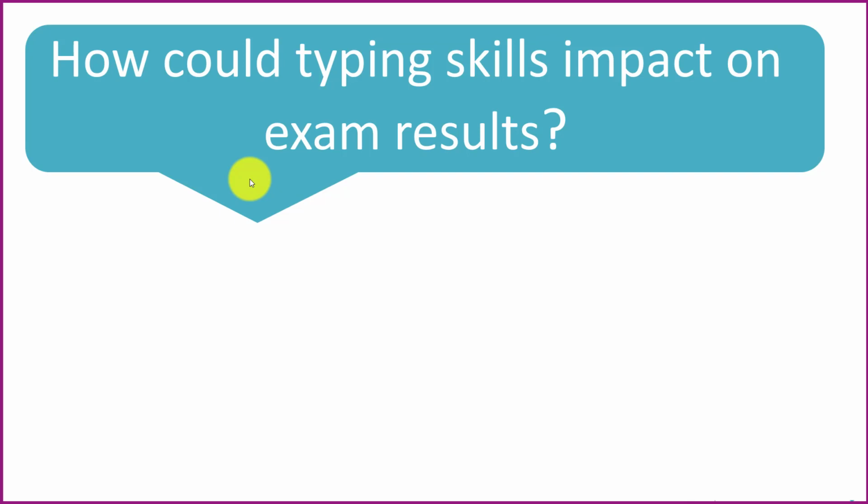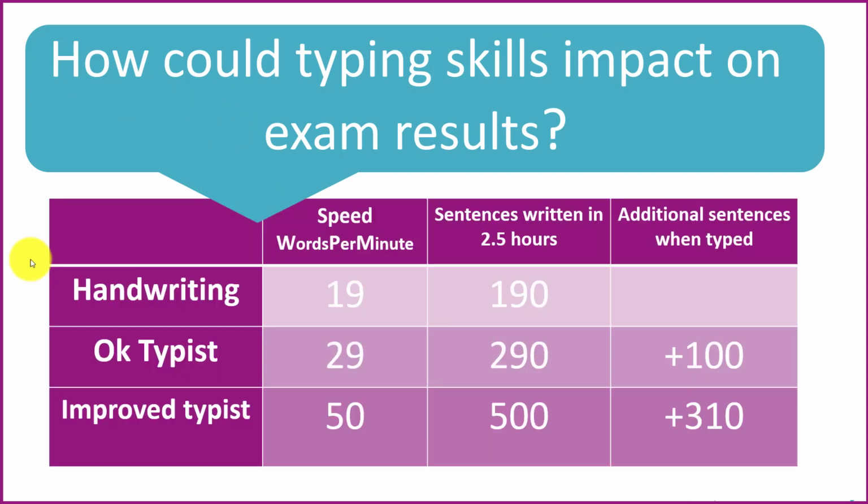And to answer the question, how could typing impact on exam results? So you're typing if you're a laptop user in exams. Well, I've got this very quick demonstration that if a student writes at 19 words per minute, which would be a typical handwriting speed for a 16-year-old, if they wrote solidly for 2.5 hours, they would write approximately 190 sentences. But if they can just type 29 words a minute, which isn't very fast, they could write an extra 100 sentences. But I try to get my 16-year-olds typing at least 50 words a minute, in which case they could write an extra 310 sentences in 2.5 hours.